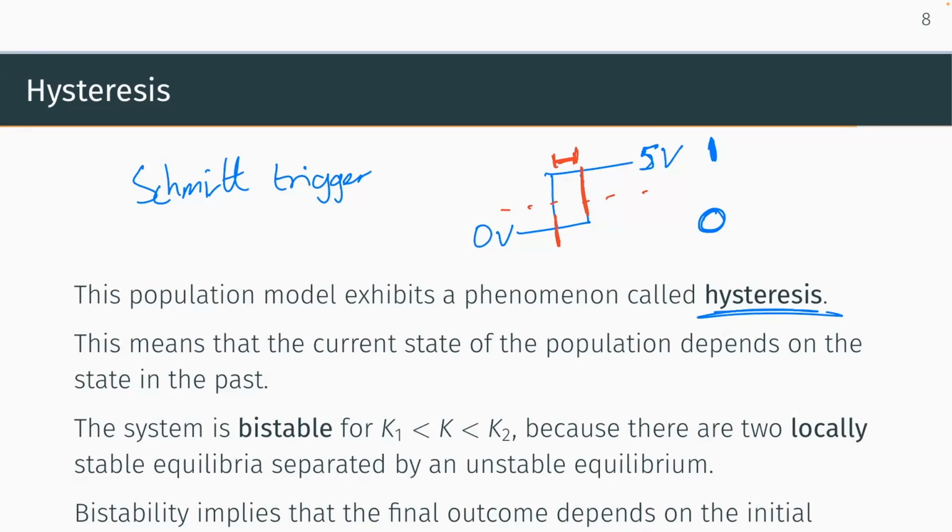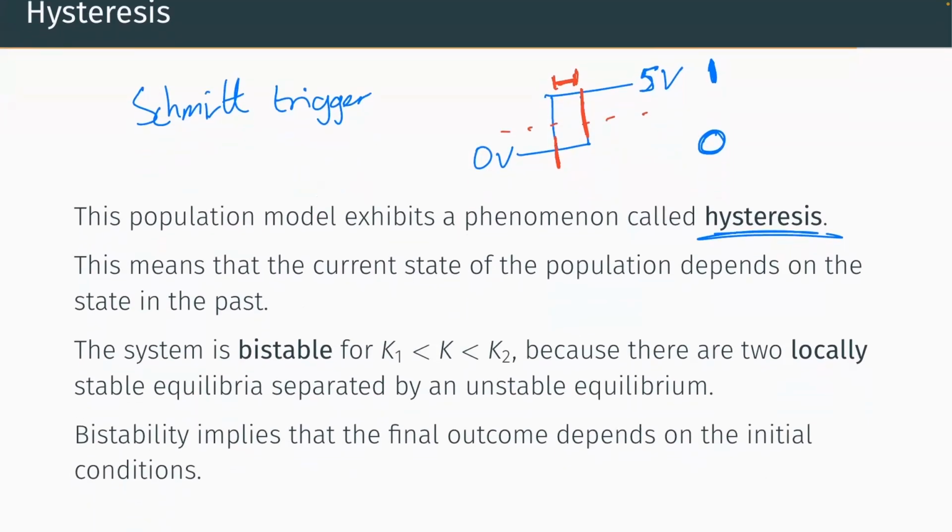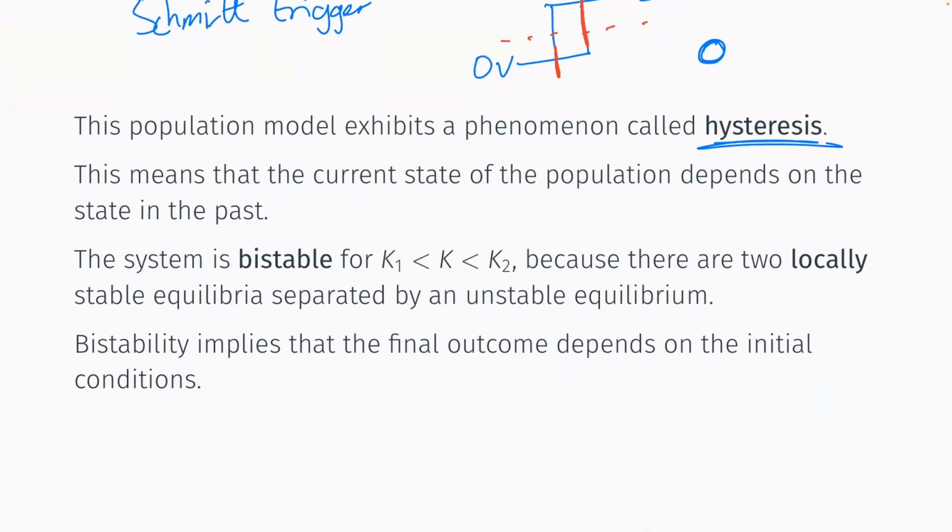So, it's quite a departure from biology, but this idea of having these different switching thresholds is something we find can be very useful in other things. This same idea of hysteresis applies. The key thing is the current state depends on the state in the past, in the recent past, that is.